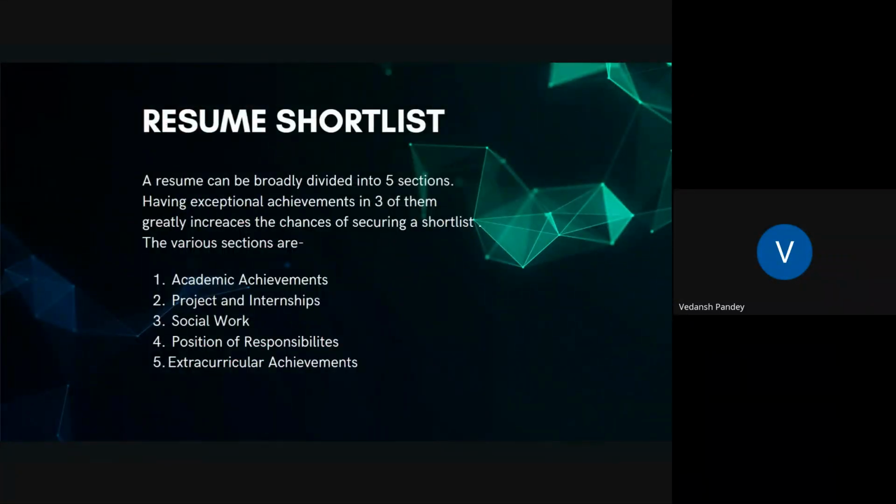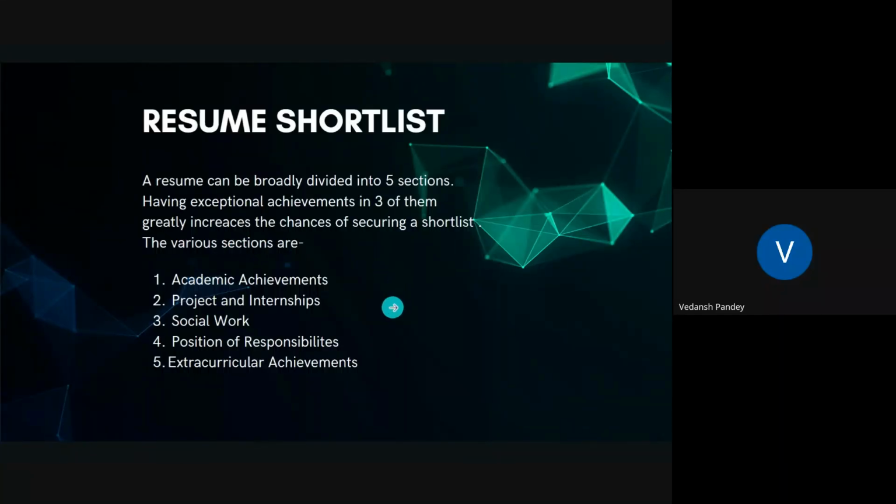Talking about the resume shortlist, any resume I feel can be broadly divided into 5 sections. If you have an exceptional achievement in, let's say, 2.5 or 3 of them, I think you have a good chance of getting a shortlist. These 5 sections include academic achievements, projects and interns, social work, fourth being PORs, and then extracurriculars. That is to say, if you have a solid impact in 3 of these sections, I think the chances of getting a resume shortlist increase greatly.